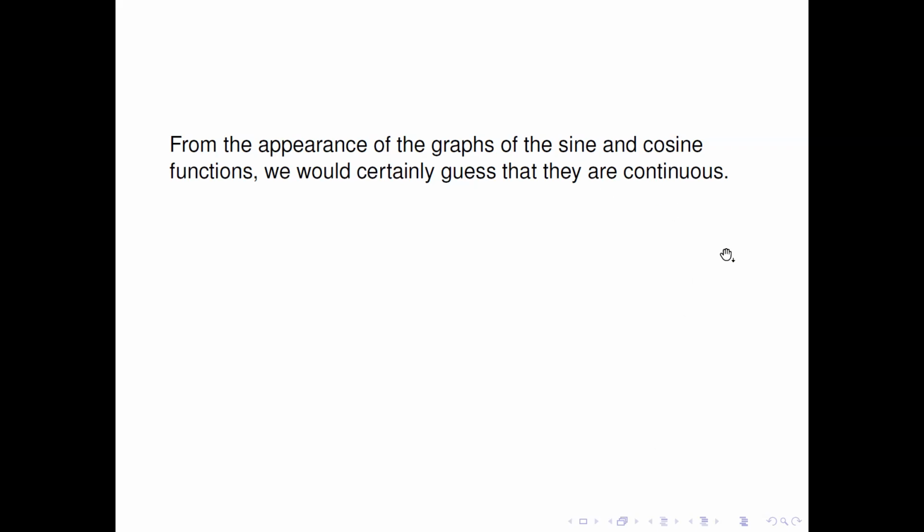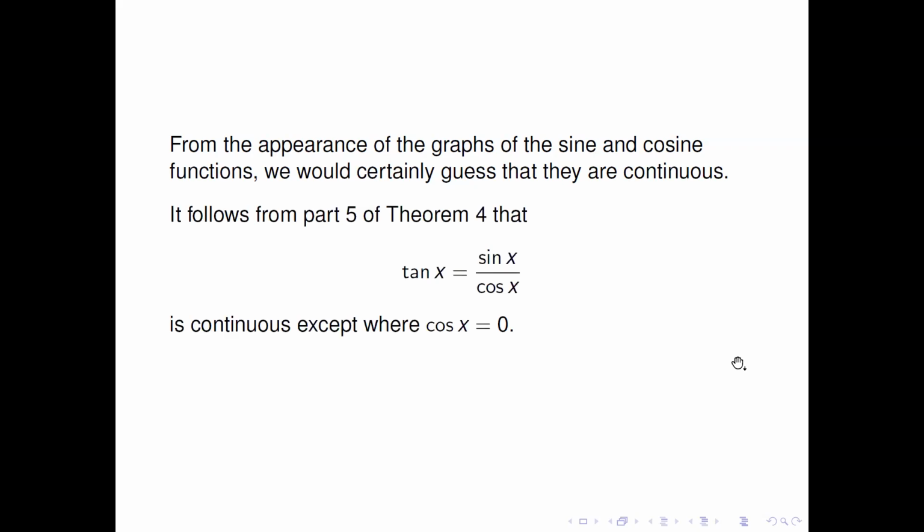So if you cast your mind back to the sine and cosine curves that you've drawn up to now, you will notice that they are continuous functions, right? They're continuous everywhere on their domain. And because sine is continuous and cosine is continuous, and because tan of x is simply the ratio of these two, sine x divided by cosine x, tan x must also be continuous, except where cosine of x is zero.